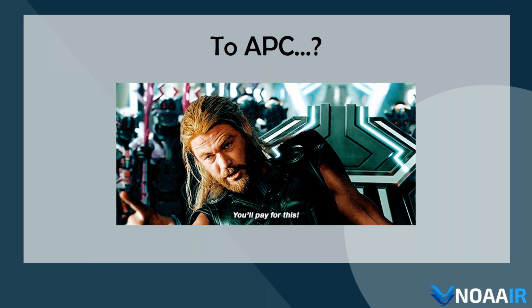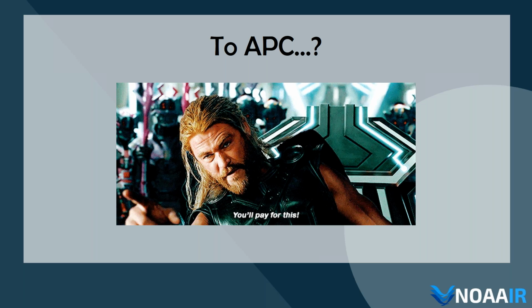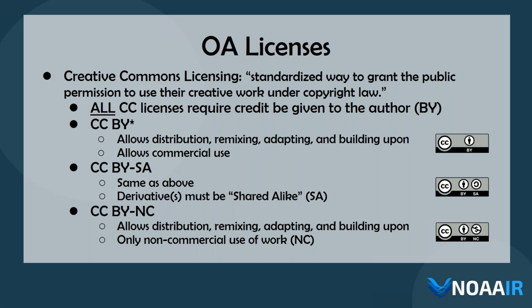So I had mentioned earlier that this is done through open licensing, and typically this open licensing is done through Creative Commons. It's, as you can see here, sort of a standardized way to grant the public permission to use creative works under copyright law. And we'll get to copyright again in a minute. So there are a couple different kinds. I'm not going to go through these in super detail. We have done another open access presentation. The recording is on the YouTube channel where I went in depth about Creative Commons licenses.